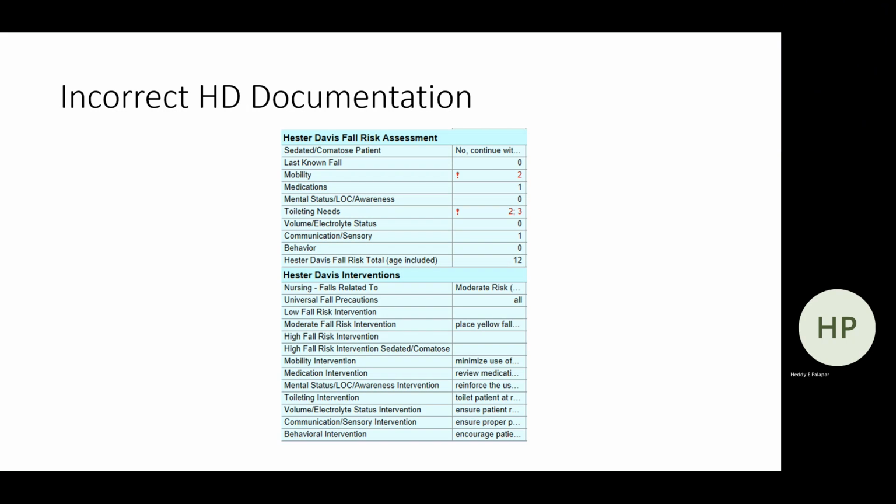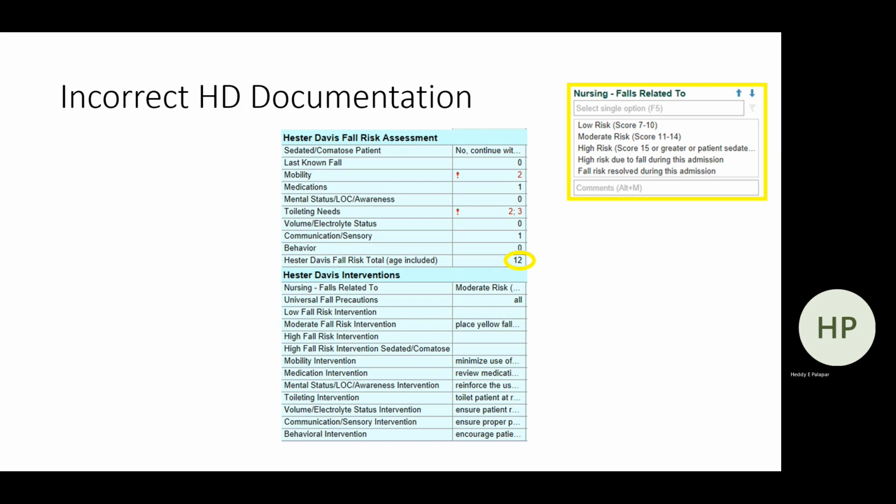Based on this nurse's fall risk assessment, I know that the patient is considered a moderate fall risk due to the score of 12. The main area of concern for this patient is mobility, toileting needs, which is highlighted in red. The Hester-Davis interventions for this assessment should include the following components.